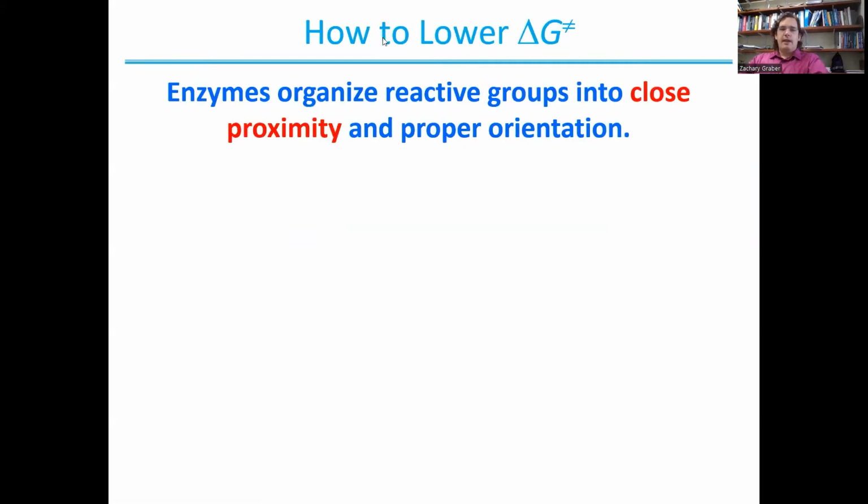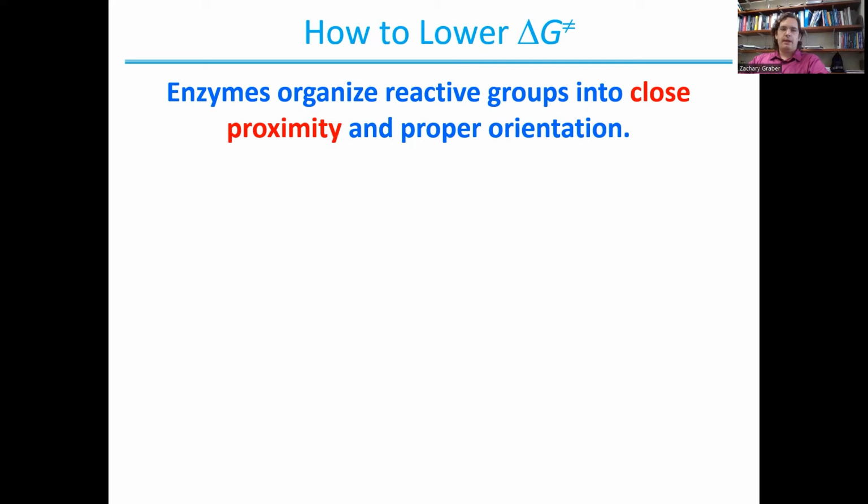So how does our enzyme actually lower that activation energy barrier in order to speed up our reaction? So this, of course, is going to relate back to our protein structure that we've been learning about over the last few weeks. So our enzyme is going to use those interactions with our substrate in order to lower the free energy. It's going to do this in a couple different ways.